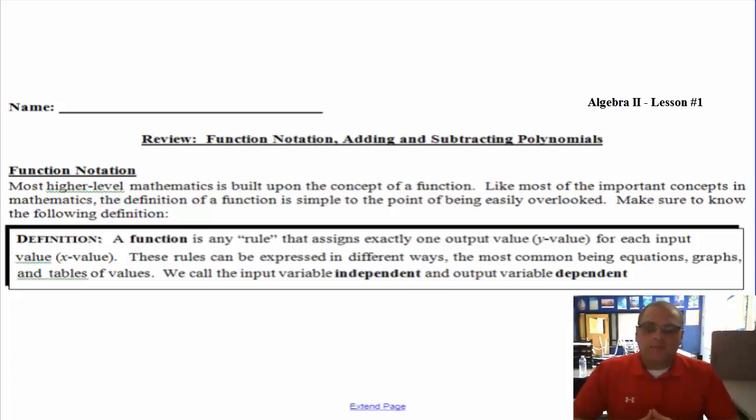So I have the first couple sentences here. You'll see most higher level math is built upon the concept of functions. So basically, it is important to know the definition of the function, which is any rule. So you've got to think of a function as a rule that assigns exactly one output value for each input value. Okay, so you can kind of think of a function as like a machine, and that's what I have on the next slide here.